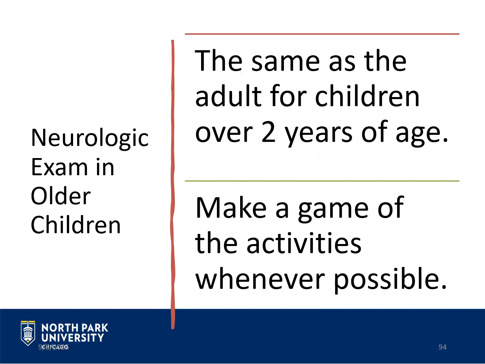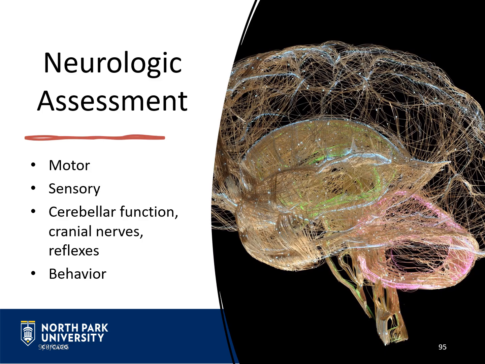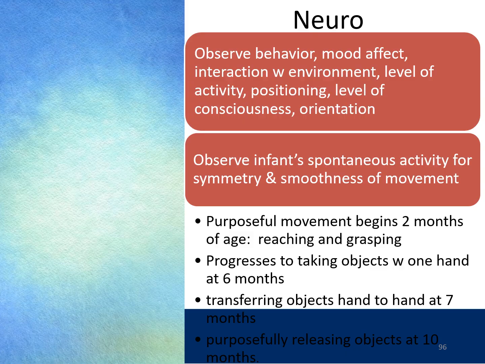Neurologic exam, the same as for adult. If you're over the age of 2, you're looking for motor, sensory, cerebellar function, and cranial nerves, reflexes, and behavior. Neuro, observed behaviors, mood, affect, interaction with the environment. Spontaneous activity and purposeful movement begins early, about 2 months of age. They start grabbing for stuff. And then it becomes grabbing objects with the hand, transferring objects, purposely releasing.